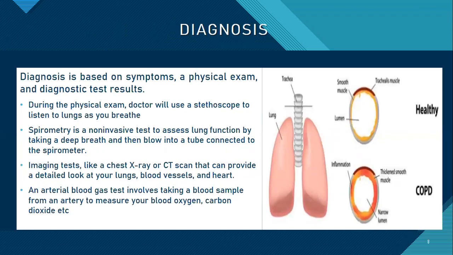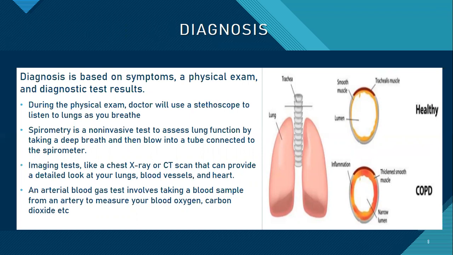Now, heading towards diagnosis. The diagnosis can be based on symptoms, physical examination, and other diagnostic test results. We have already discussed the symptoms. So in a physical examination, a doctor will put a stethoscope on your lungs and listen for the sound, that is, the wheezing noise of your lungs. Another method is spirometry. In this test, the patient will take a deep breath and then blow into a tube connected to the spirometer.